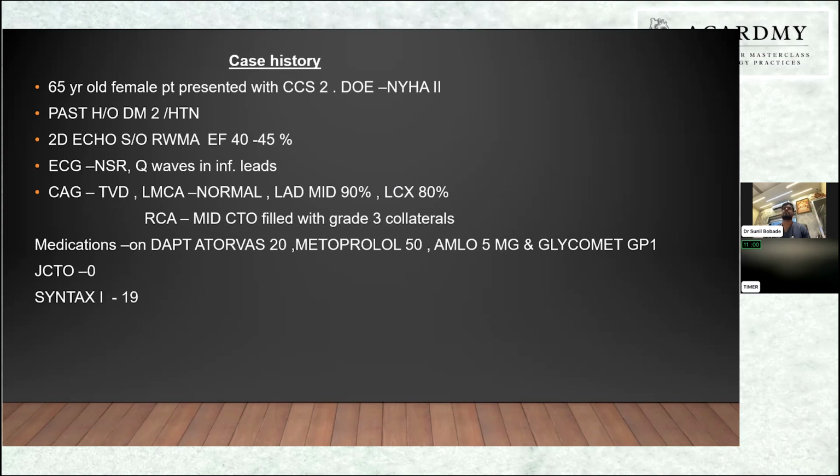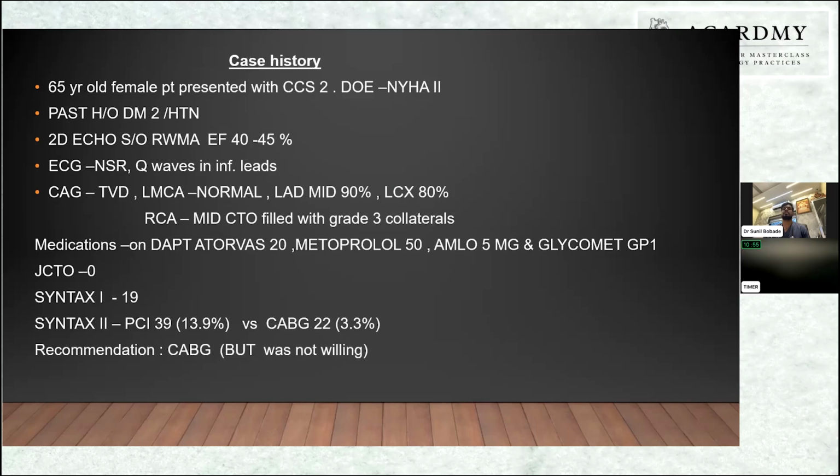antiplatelets, and anti-diabetics. Her J-CTO score was 0, SYNTAX 1 score was 19, SYNTAX 2 for PCI was 39 with 13% mortality for PCI, and for CABG it was 22. But the patient had a mortality post-CABG in one of his relatives, so he was reluctant to do CABG and willing for angioplasty. So we planned for RCA CTO first.